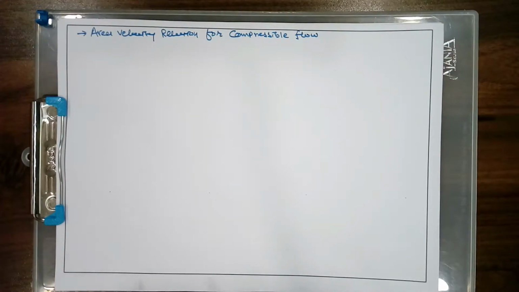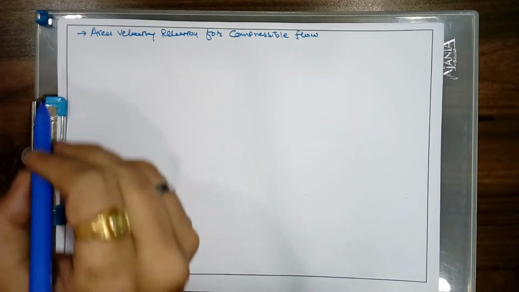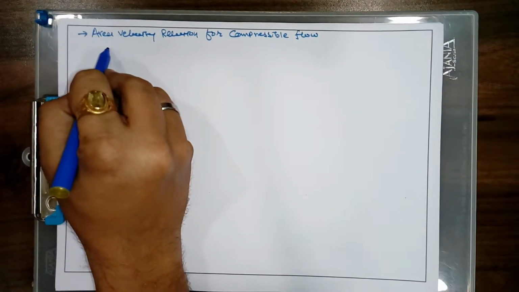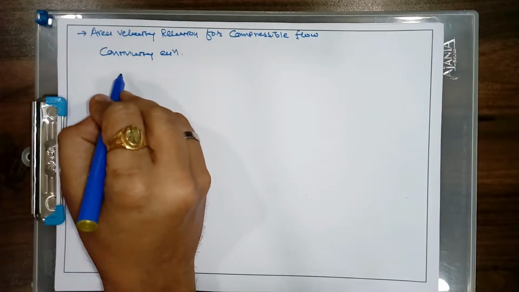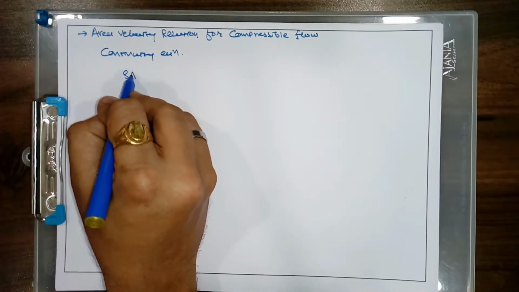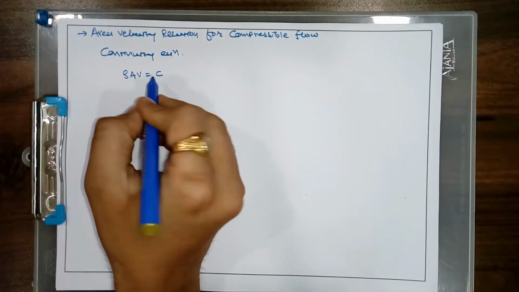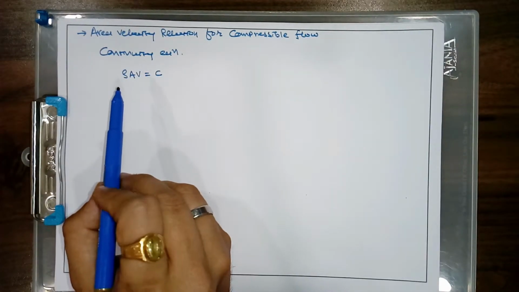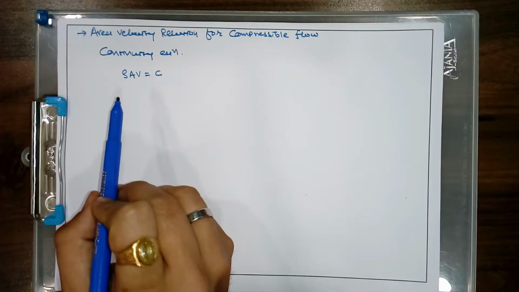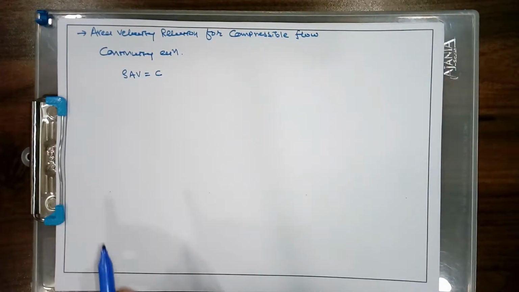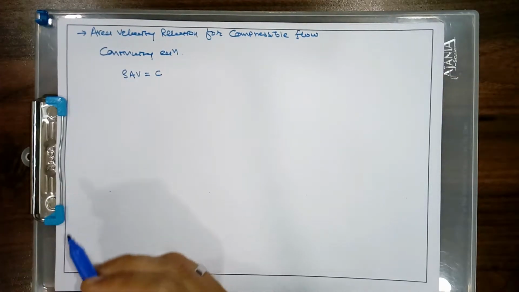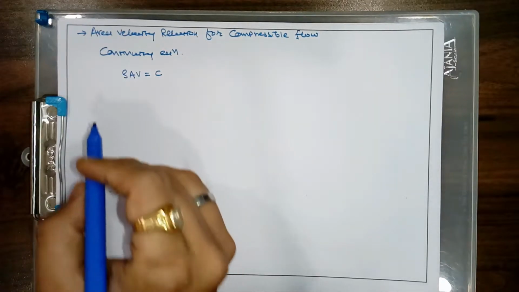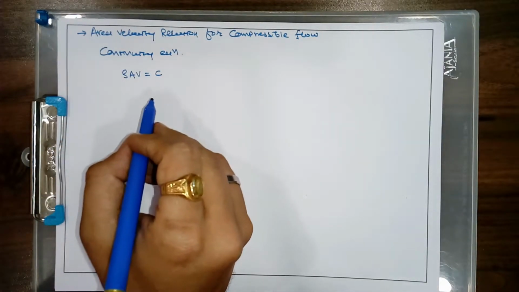For the derivation of the area velocity relationship for compressible flow we need two basic equations. One is the continuity equation. So first we write the continuity equation: rho A V equals constant. Here all three variables change with respect to the flow. The density varies, the area varies, and the velocity also varies along the flow. So we take the differentiation of this expression.